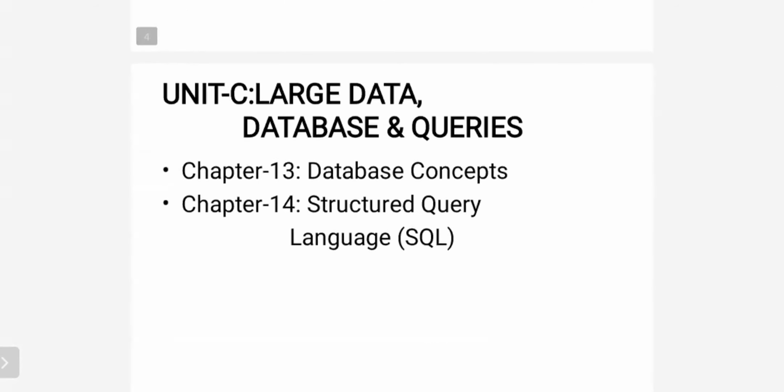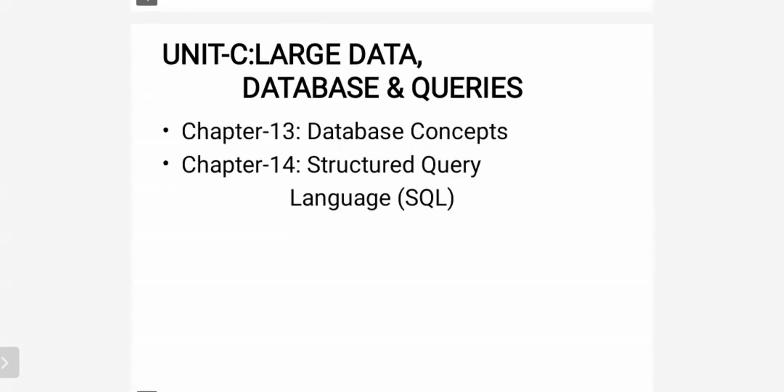Unit C is back-end software related chapters. So unit C is large data, database and queries. Here it has only 2 chapters, database concepts and structured query language, in short form called SQL. The 2 chapters are database concepts and structured query language. Structured query language is a practical oriented chapter. Database concepts is very important because it is included in the accountancy syllabus also.